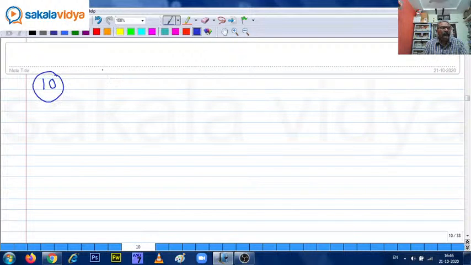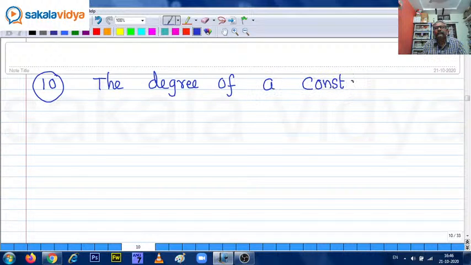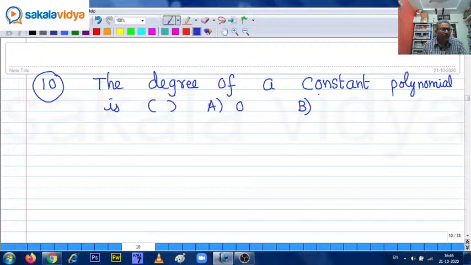10th question. The degree of a constant polynomial is: option A 0, option B 1, option C 2, option D 3. What is the degree of the constant polynomial?